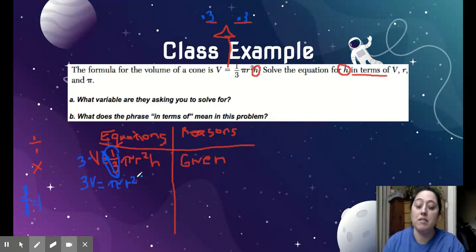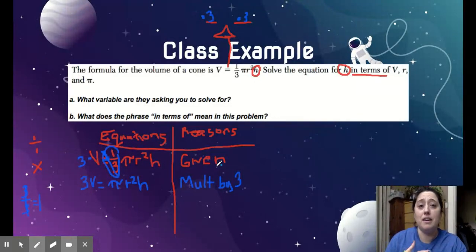r squared h. And on this side, I'm going to write what I did. So I multiplied, and you can write the actual rule, at least in my class, so if you're not in my class, just check that that's still okay. So you can write multiply by 3. Or you can say the property. You can say multiplication property of equality. Either one of those would be a fine reason or property.